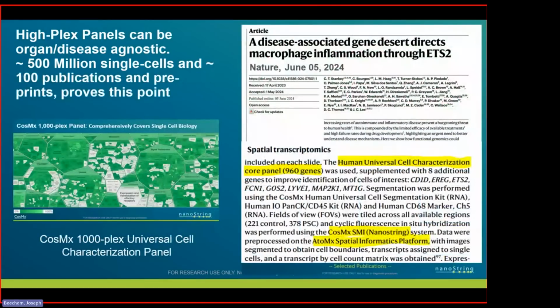I grabbed just one of the recent ones that came out. This was a fundamental discovery made with the 1,000-plex panel. You can see here another Nature paper where we discovered a unique aspect of the macrophage inflammation and how it is regulated and what information is going on there. Again, another Nature paper from one of our 1,000-plex panels, and that just came out recently.